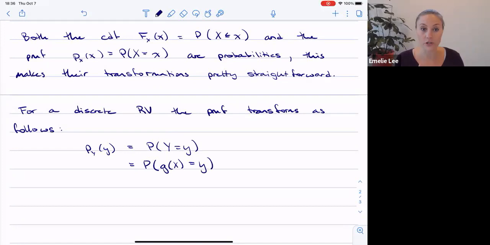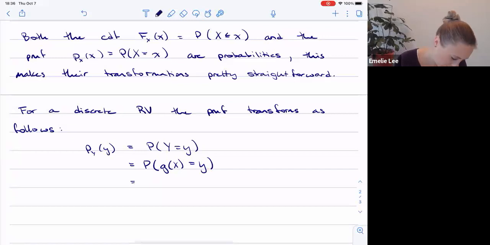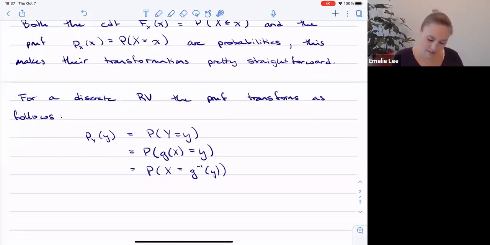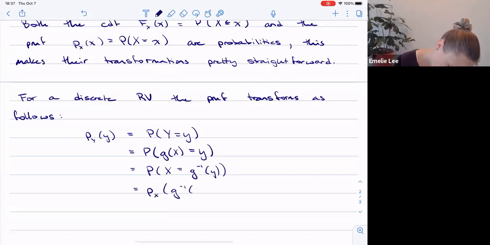Now remember, g has to be invertible. And so now I'm going to shake out the X here and move this g. I'm going to take the inverse of g of y. So then this becomes the probability of X being equal to g inverse of y, right? So now that I'm talking about a random variable X, that's the same setup as I had up here, except now I'm taking the P_X, so not the P_Y anymore, P_X of g inverse of y.